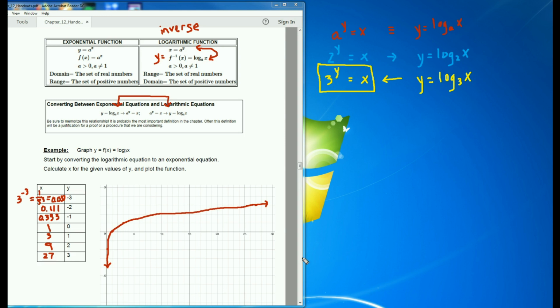So again, the key point here is, in order to plot this, convert it to an exponential equation, because this we can calculate. This, for now, we can't, although we will learn how to calculate, say, log base 3 later in the chapter.